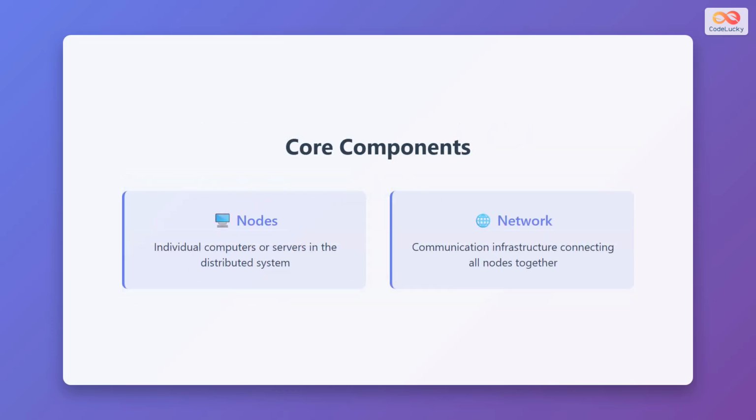What are the core components of a distributed system? First, there are nodes, which are the individual computers or servers that make up the distributed system. Second, there is the network, which is the communication infrastructure that connects all these nodes together, allowing them to share data and coordinate tasks.